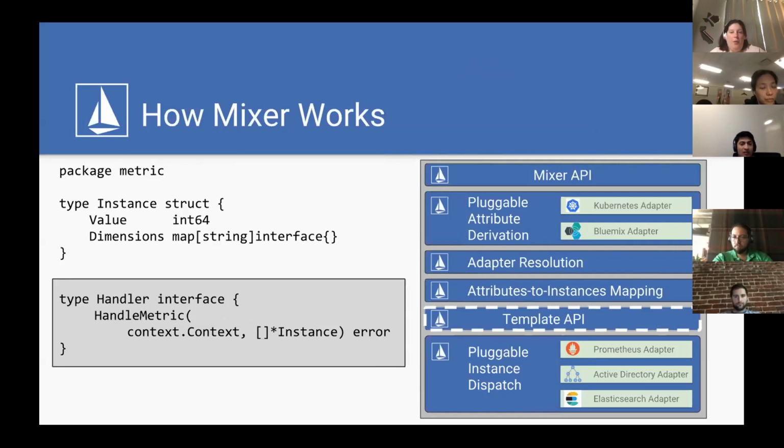Now, the handler is the code that receives this information and does with it what it wishes. So the Prometheus handler would take it, aggregate or massage the data depending on Prometheus's own configuration, and then expose it to be scraped by the Prometheus server. The handler interface has a handle metric method. That handle metric method is dictated by which template it supports, and that's why we call it the template API. So the handler has to support whichever template API was defined earlier, and it takes an array of these instances, which are again defined on top.